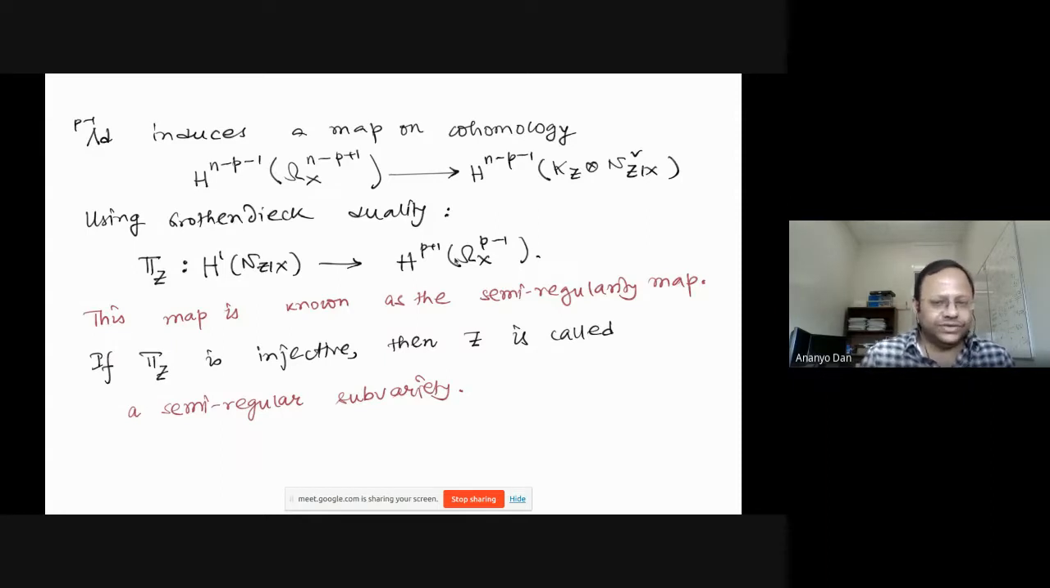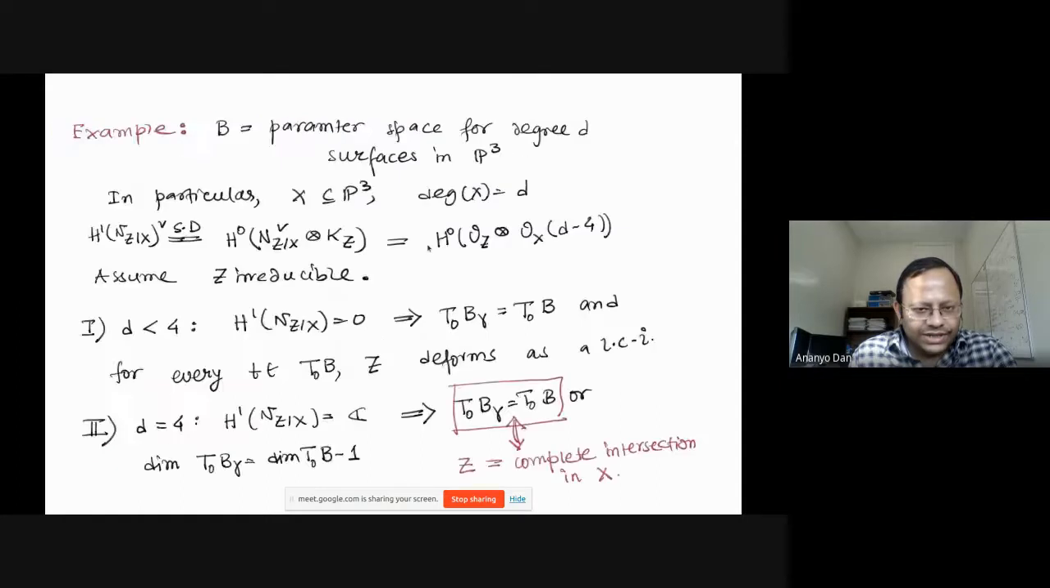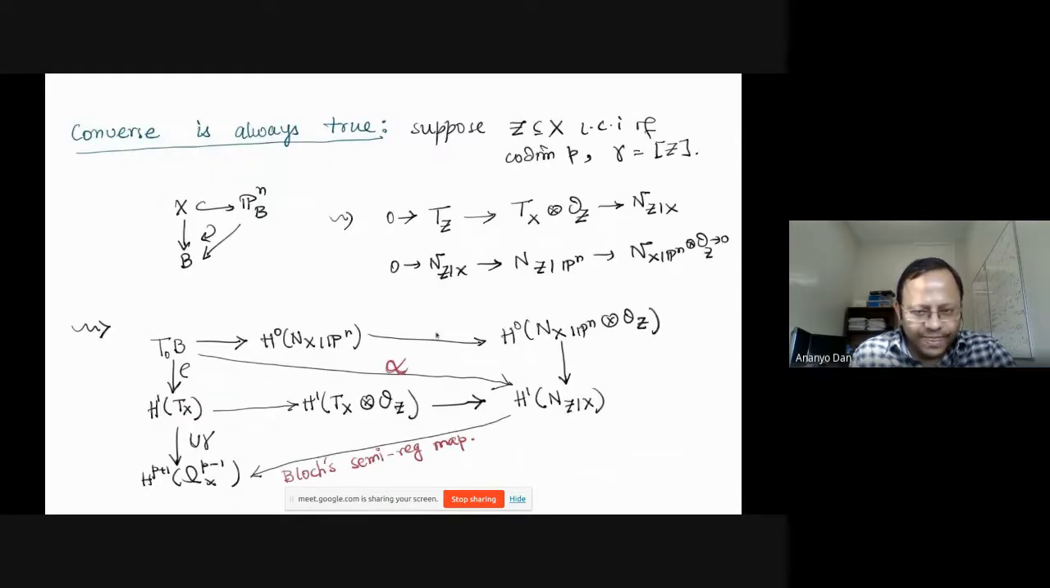And this map is known as the semi-regularity map. And if this is injective, it is known as a semi-regular subvariety. So it's slightly technical, but you can see that now if you just remember what the objects are here. There was this H1 of N_{Z/X}, and here there was this object, the p plus 1th sheaf cohomology of omega_X^{p-1}. And that is exactly what we wrote here, H1 of N_{Z/X} to H^{p+1} of omega_X^{p-1}.